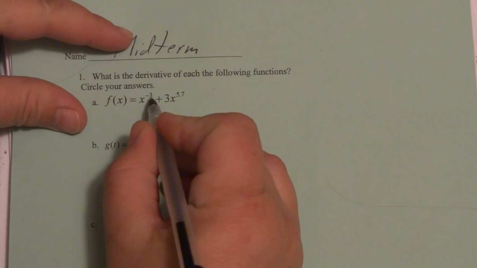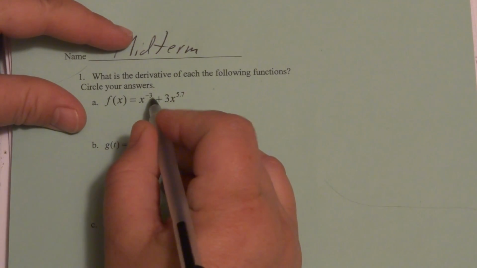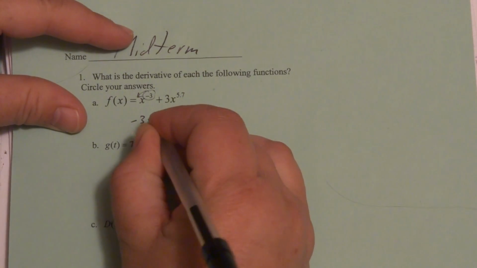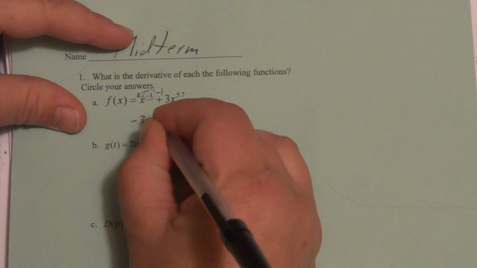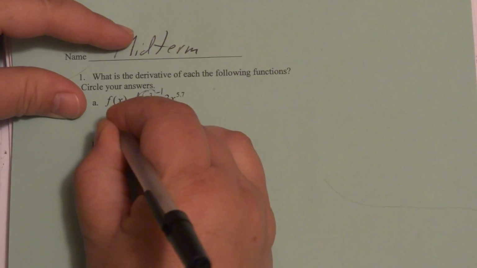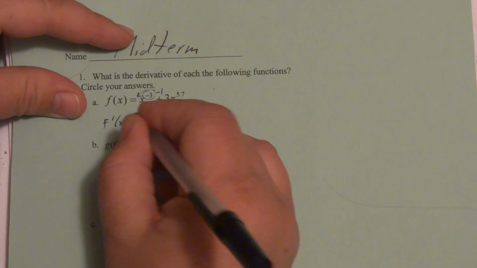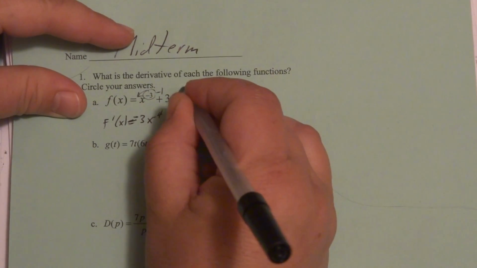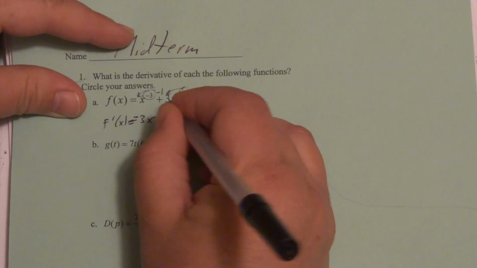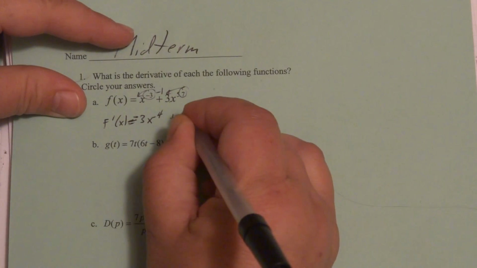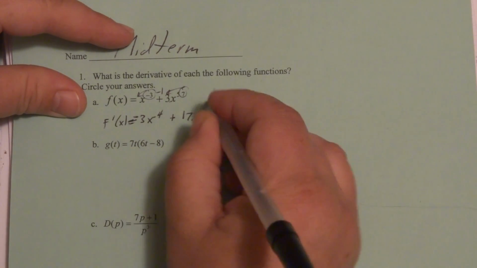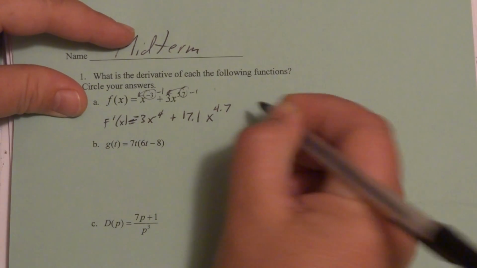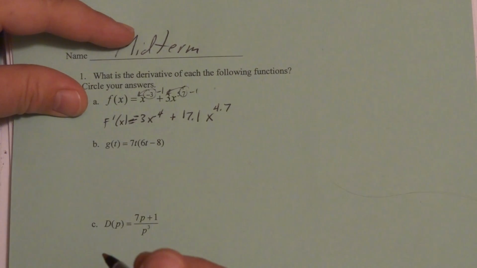Okay, remember, for this first one, we're just going to take the exponent, move it down, negative 3x, and then subtract 1, to be a negative 4. So, derivative equals, make that negative right up there. And then we'll do the same thing, move the exponent down, multiply it by 3, and I believe that came out to 17.1, and then we'll subtract 1, x to the 4.7. Okay, there's our first derivative.